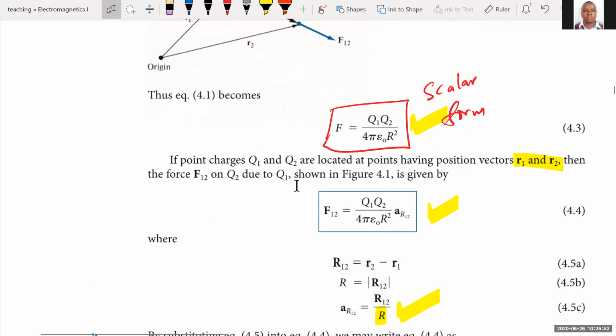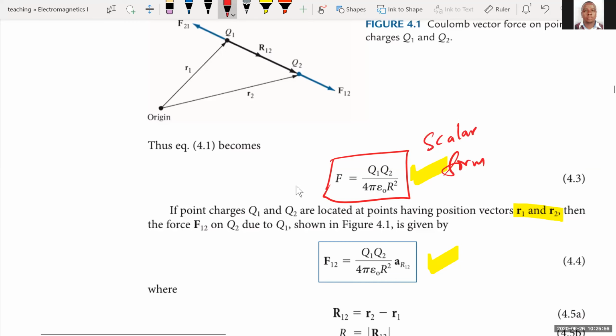So we are saying that we can describe the force in the form F12, and when you say F12, it is the force on Q2 due to Q1. The point charges Q1 and Q2 are located at points having position vectors R1 and R2. So R1 is the position vector of point charge Q1, and R2 is the position vector of point charge Q2.